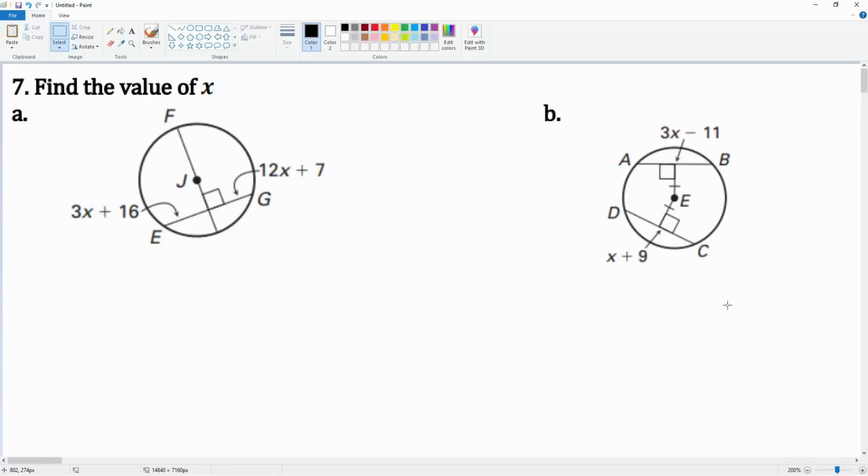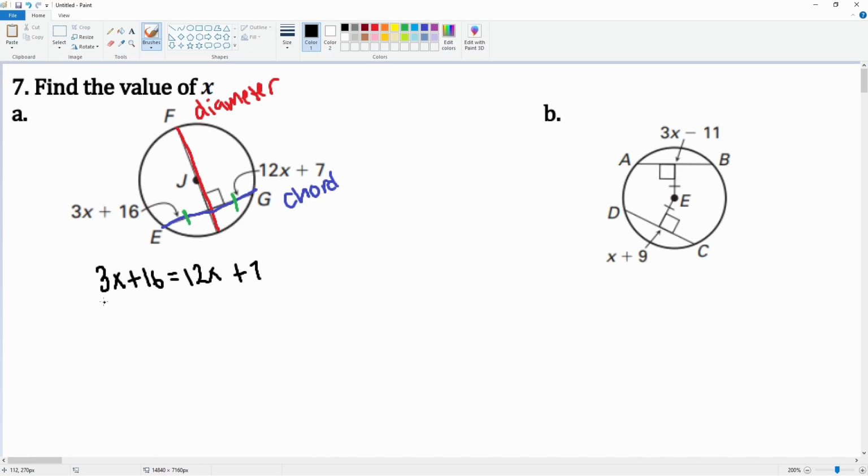Number 7 here, you're finding the value of x. Here we are looking at when a diameter intersects a chord. Here's the diameter intersecting a chord of EF. When a diameter intersects a chord, you get congruent parts for the chords. Therefore, you can say that 3x plus 16 is equal to 12x plus 7.